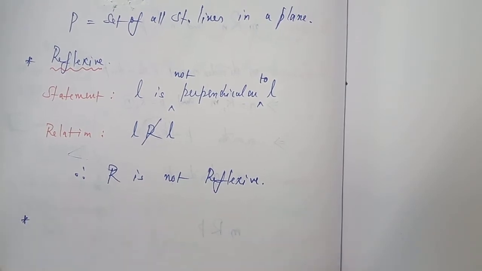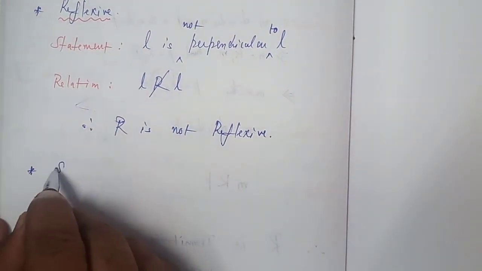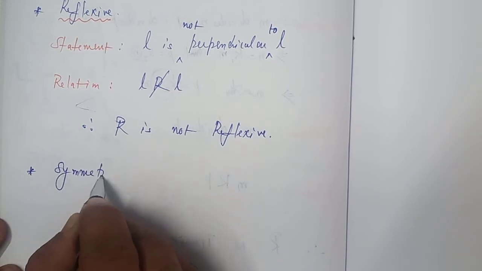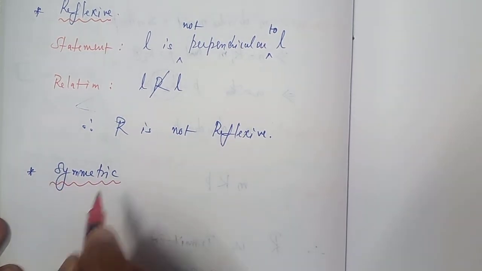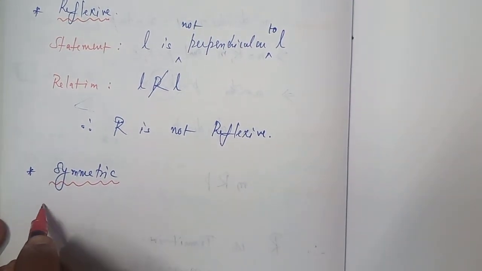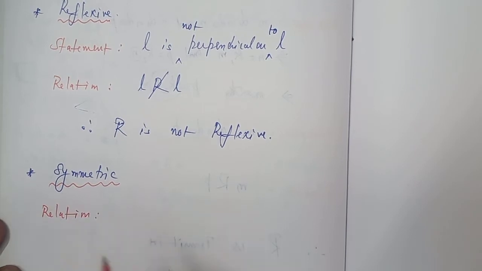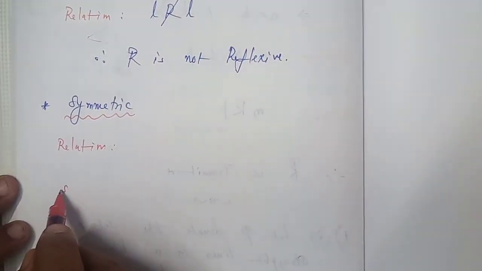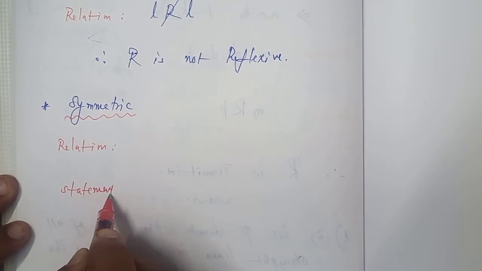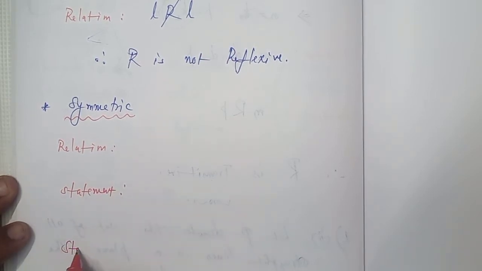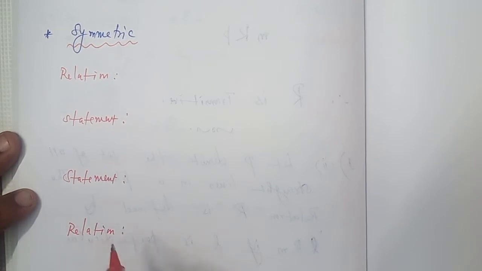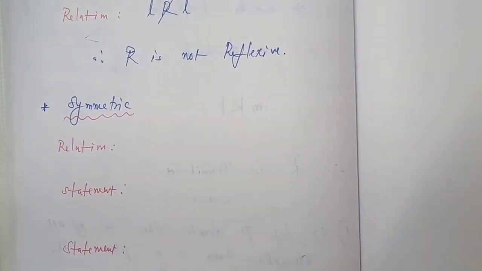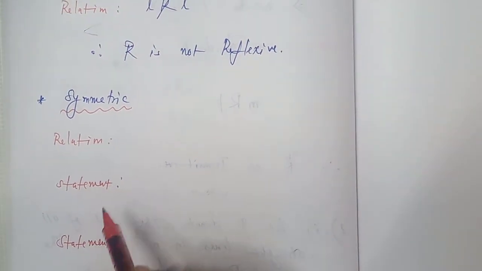Now we can go for symmetric. First relation, then statement, again statement, finally the relation. Already told you, this is the procedure for symmetric as well as transitive: relation, statement, statement, relation.